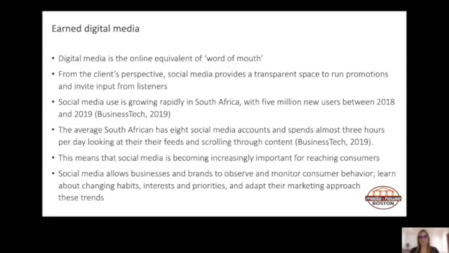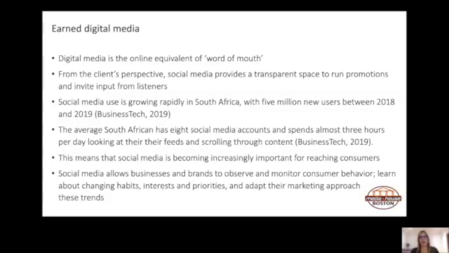So earned digital media is the online equivalent of word of mouth. This is particularly relevant on social media, where people use the platform to share their views and opinions on various topics and issues, such as what a radio station or a presenter is doing, wearing, what are they promoting. From a client's perspective, social media provides a transparent space to run promotions and to invite input from listeners.